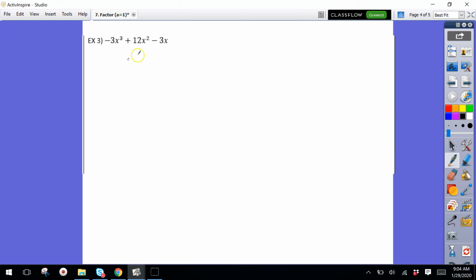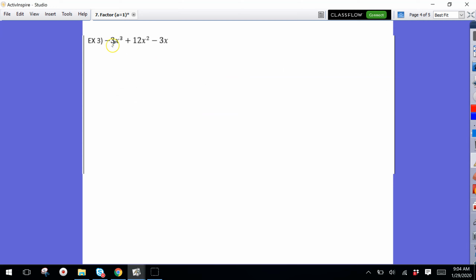Okay, so now let's try this next example. Again, we're looking for our greatest common factor. So there's a -3x here, 12x squared here, and a -3x here. So for my coefficients, I can obviously see that 3 goes into it. I also want to take out this negative from the first term, so we're going to take out a negative 3. But then you have an x cubed, x squared, and an x. They're all divisible by x, so let's go ahead and take out the x as well.